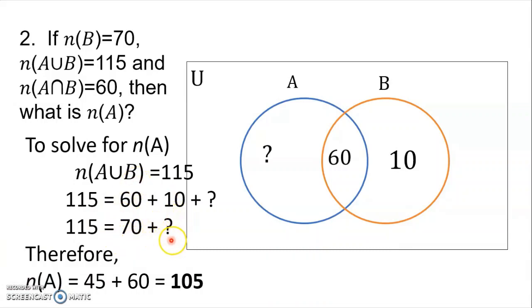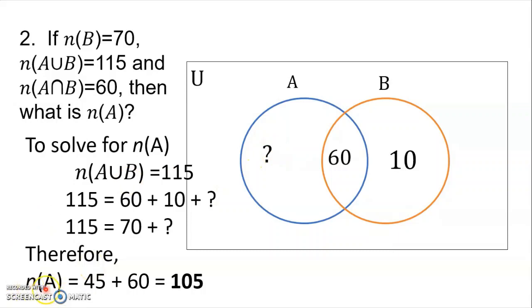So, what would be this question mark? What should be added to 70 to get 115? Okay? Or pwede ring 115 minus 70, eto na yung result niyan. So, that would be 45. Si 45 na ba ang hinahanap natin? No, hindi pa. Because 45 is the cardinality for set A only.